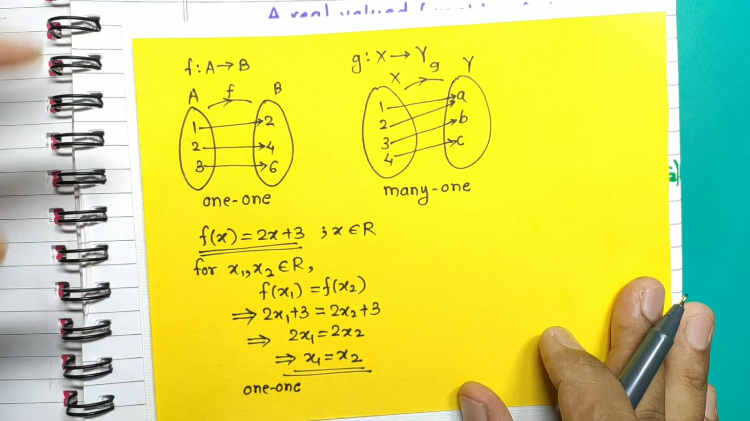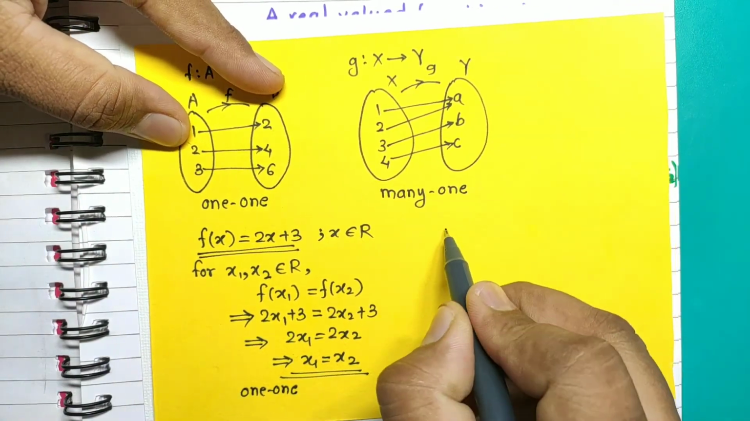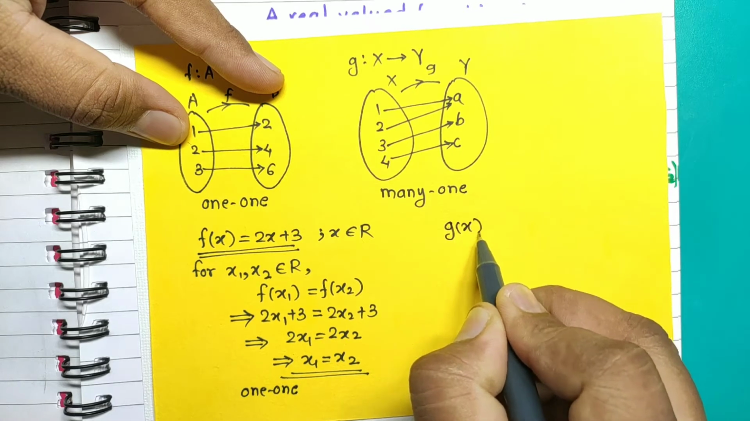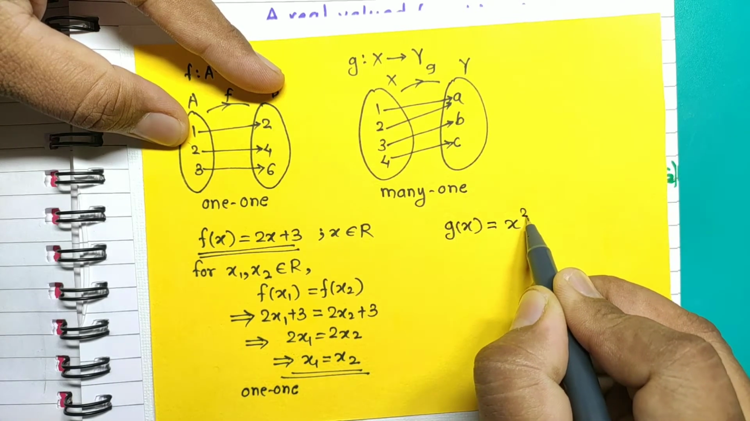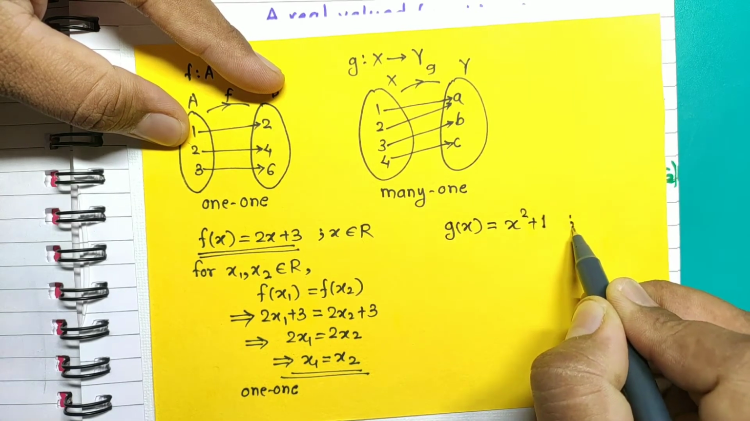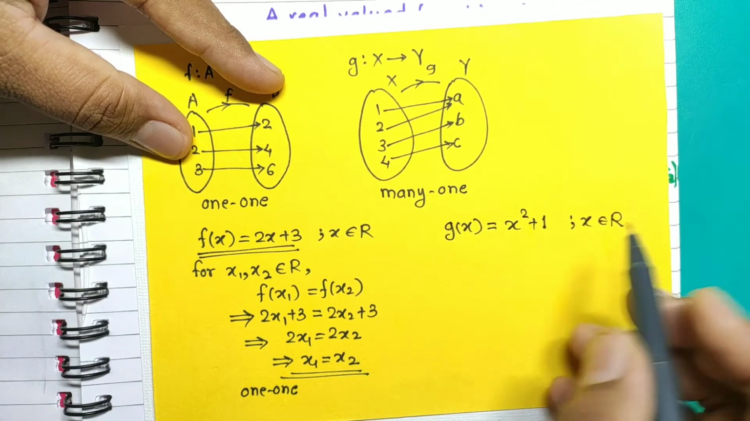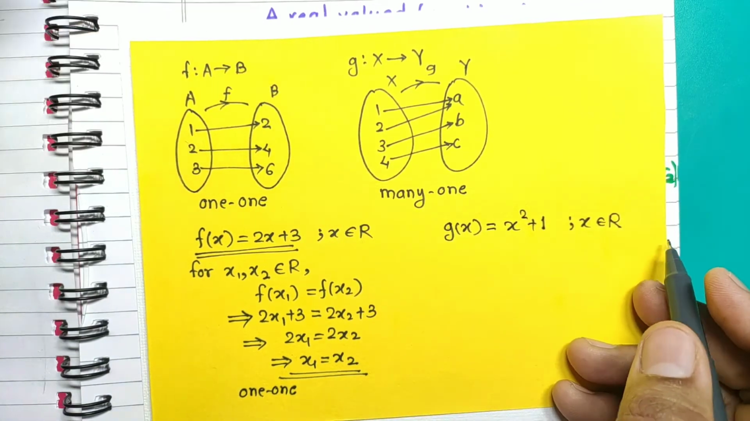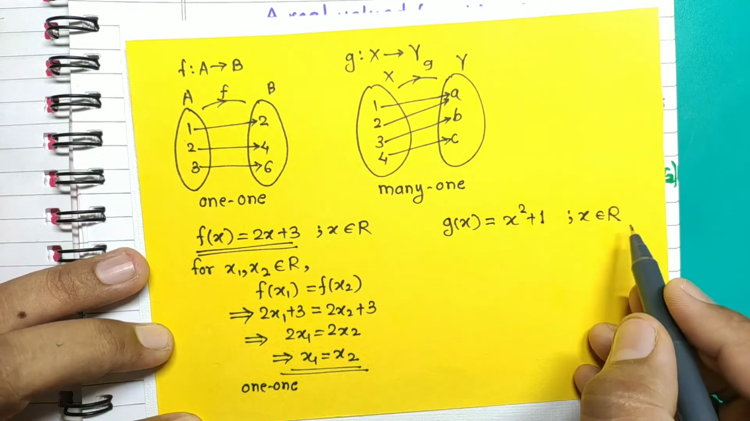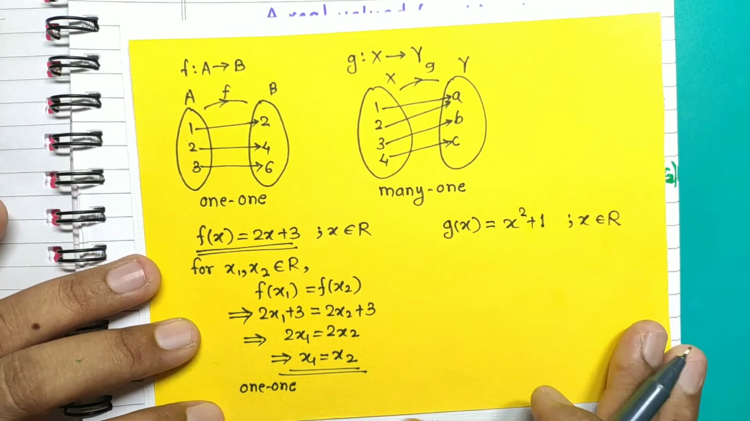Now see one more example. Suppose g of x is equal to x square plus 1, for x belonging to R, that means R is the set of real numbers, which is the domain for this function.